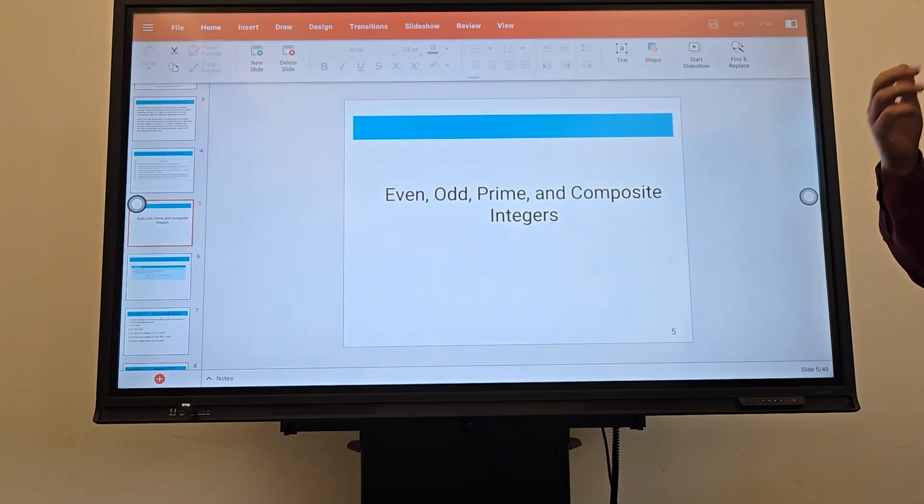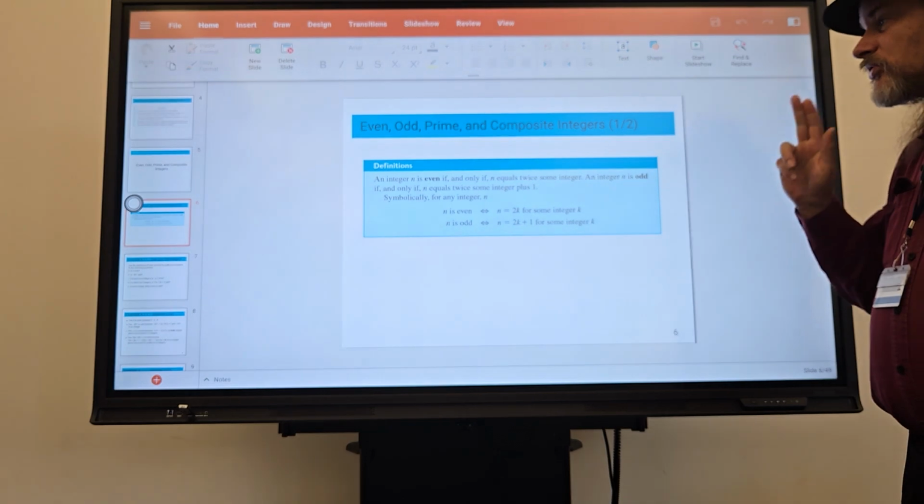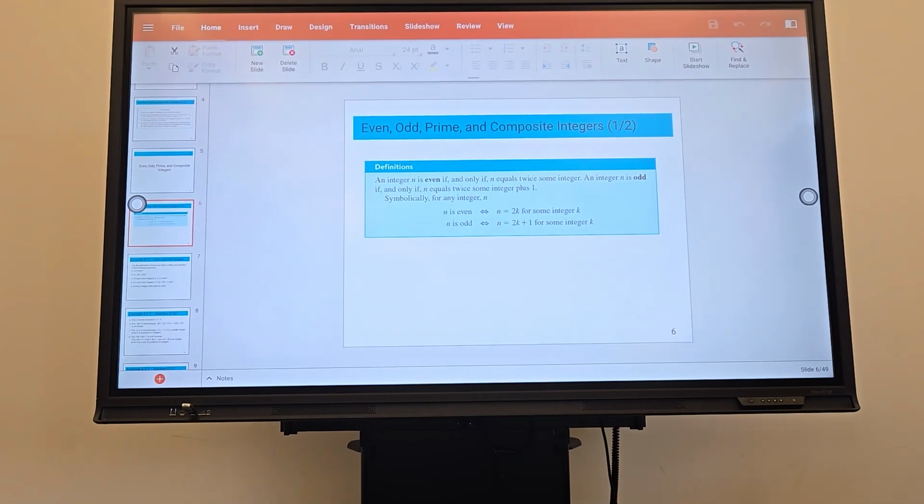So even, odd, and prime and composite numbers. An integer is even if and only if that number is twice some integer. An integer is odd if and only if the number is twice some integer plus 1. Symbolically, n equals 2k for even, and n equals 2k plus 1 for odd, for some integer k.